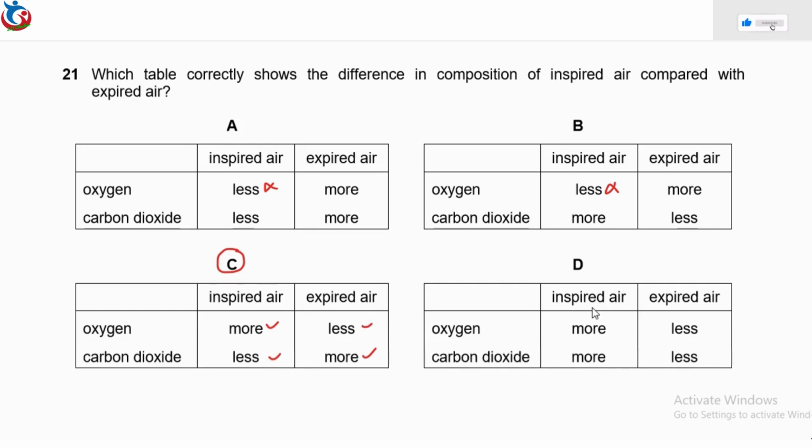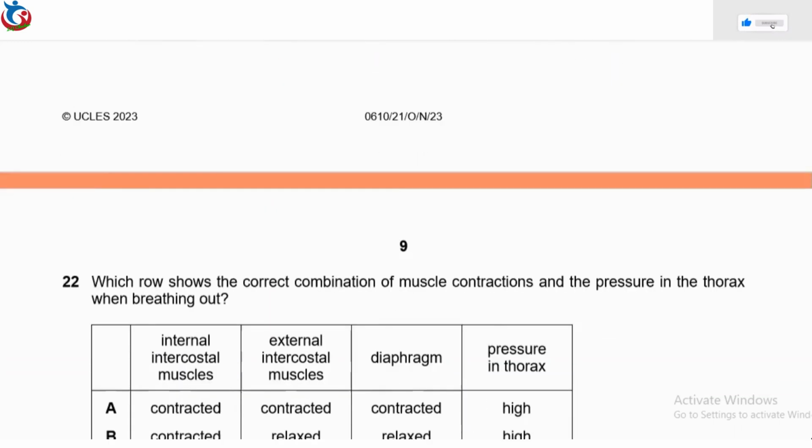Now if you come to option D, we have more here, which is correct, and less, but this is supposed to be less and more. So this makes option D wrong. Okay, so our correct answer is option C. We will now move to question 22.